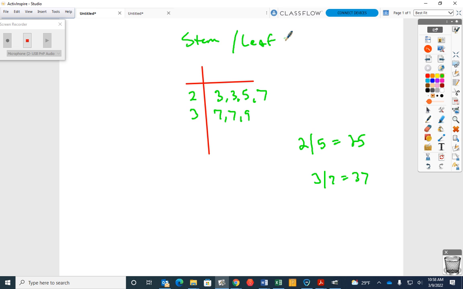Okay, do you understand stem and leaf plot? Basically, under stem and leaf plot, it's always numerical data, okay? Underline numerical data, okay?